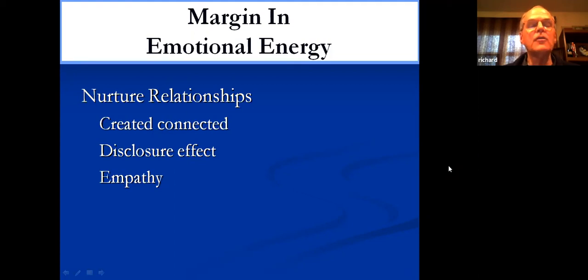The studies show consistently that intact, nurturing social support systems translate into good health physically, good health emotionally, good health mentally. And so this is a very precious thing, and we all need that, and we all yearn for that.